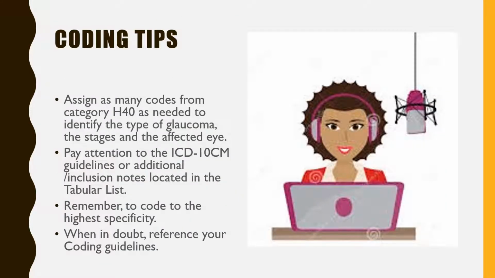So our coding tips for this segment is number 1, to always assign as many codes from category H40 that are needed to identify the type of glaucoma, the stages, as well as the affected eye. Secondly, pay attention to the ICD-10-CM coding guidelines or additional or inclusion notes located in the tabular list. Thirdly, remember to always code to the highest specificity. And lastly, when in doubt, always reference your coding guidelines or query your healthcare provider for clarification.